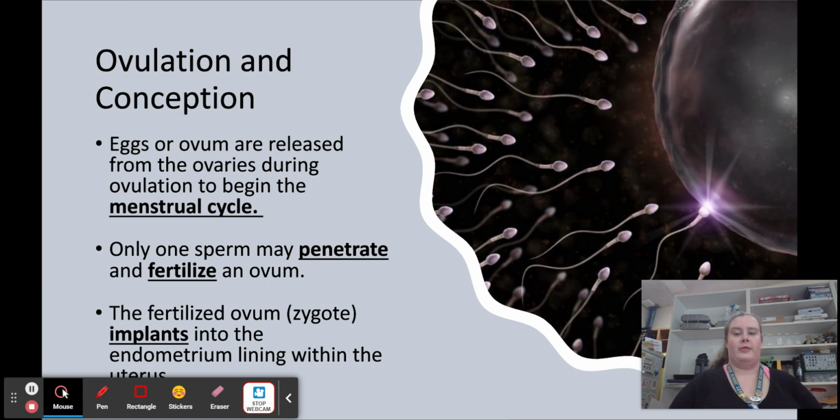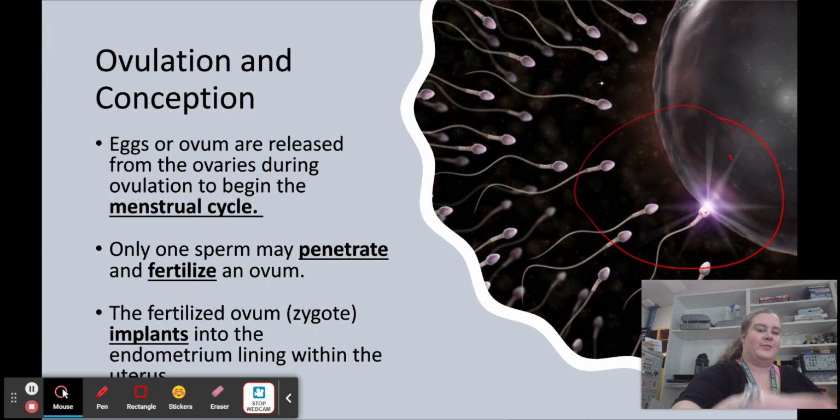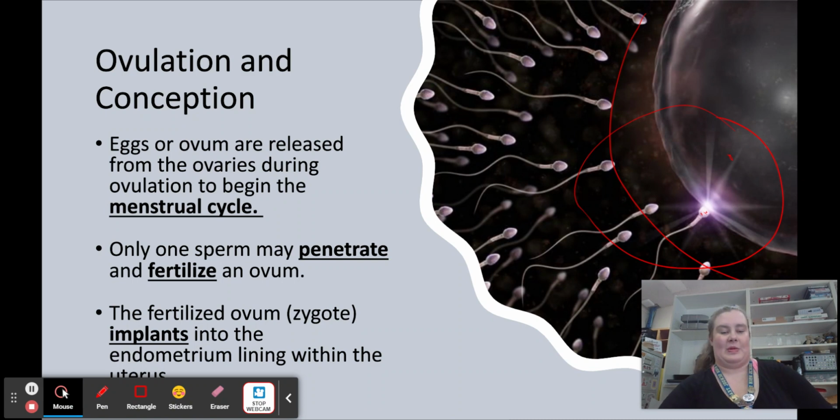So that's ovulation. Then conception is what's happening in this picture. Okay, so conception is when the egg and the sperm meet. That's conception. Sometimes it's called fertilization. Okay, either one works. So you need to know that only one sperm may penetrate and fertilize an ovum. So as you see in this picture, there's only one sperm right here that's fertilizing this ovum. All these other sperm are going to get locked out because they didn't make it. Okay, so that's what happens.